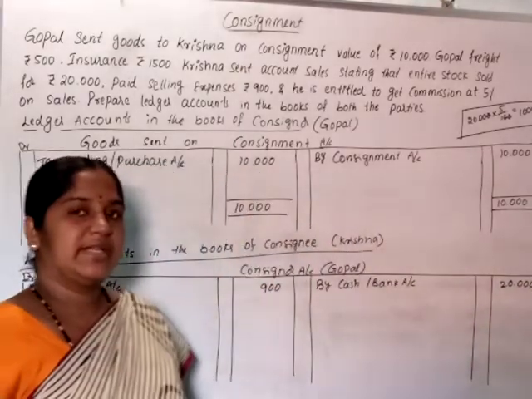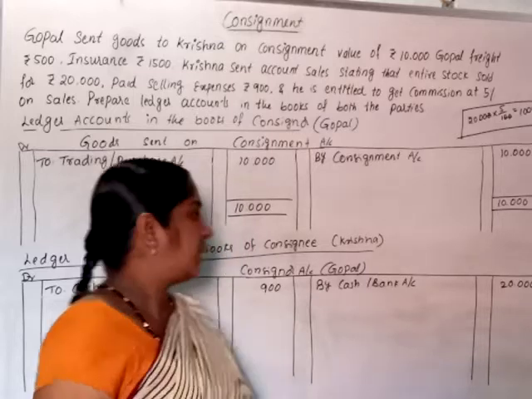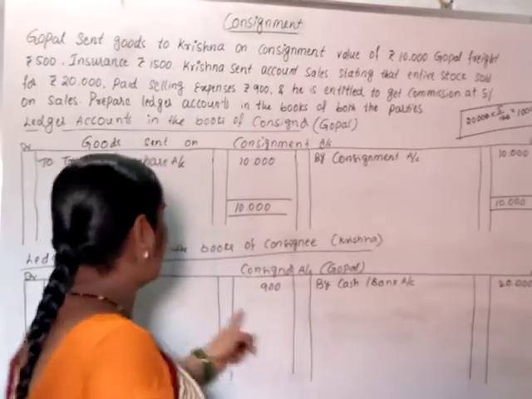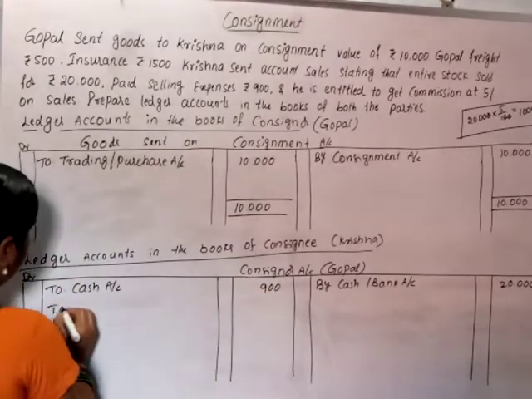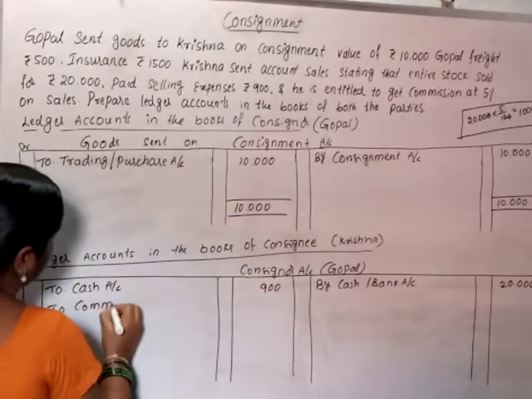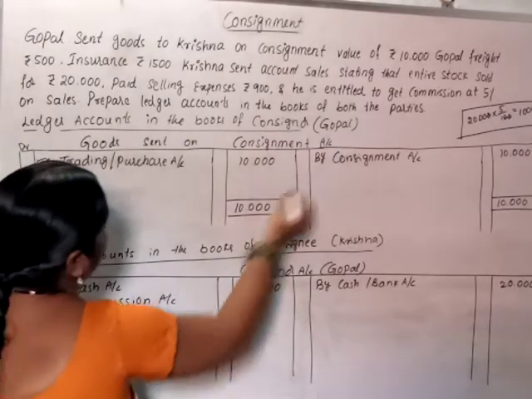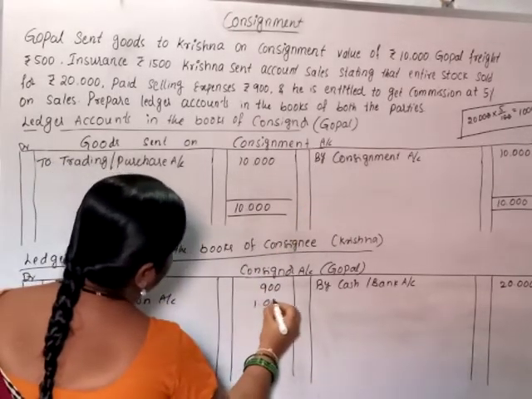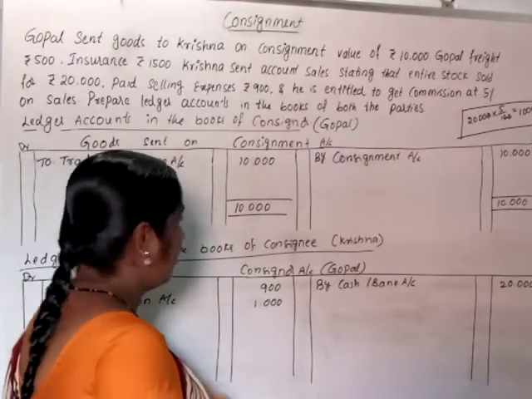Next one. For the commission, the entry is consignor account debit to commission account. So consignor account we debited, no? That's why on the debit side of the consignor account, write commission account. What is the commission value we calculated? 1,000 rupees. And next, there are no more.